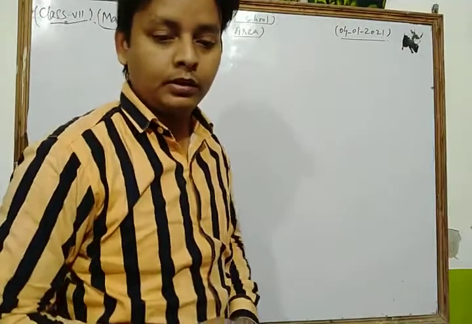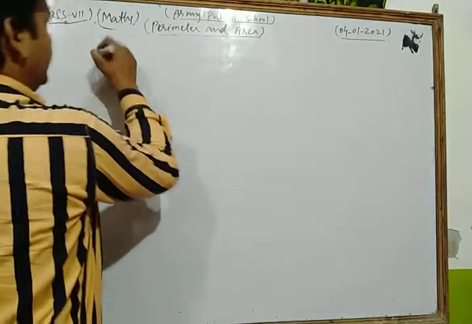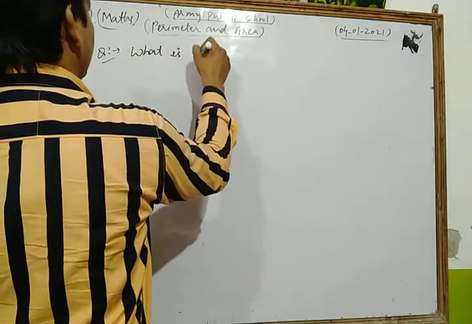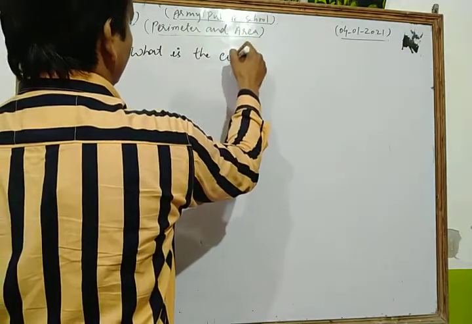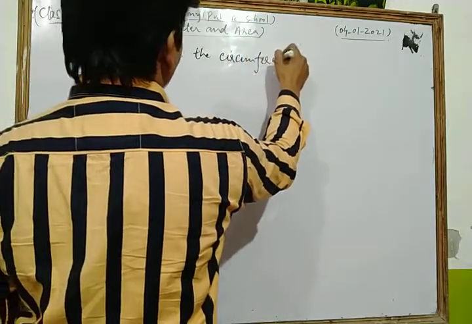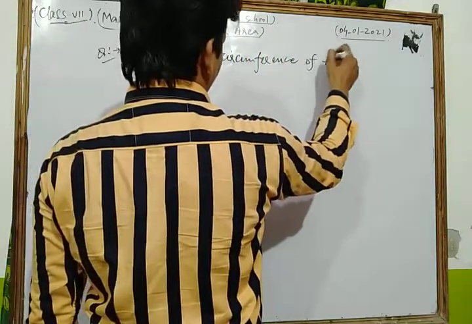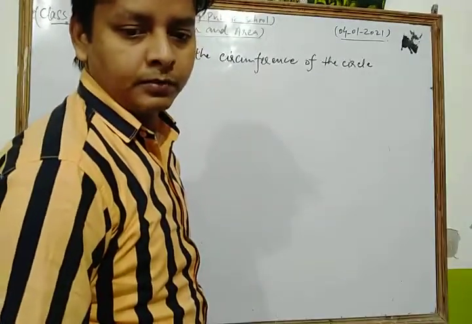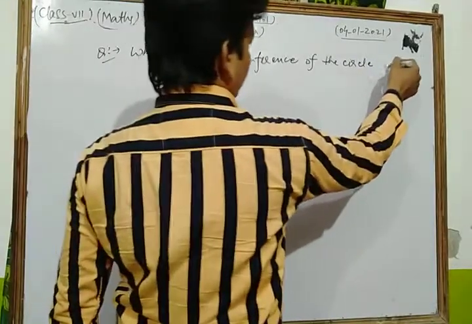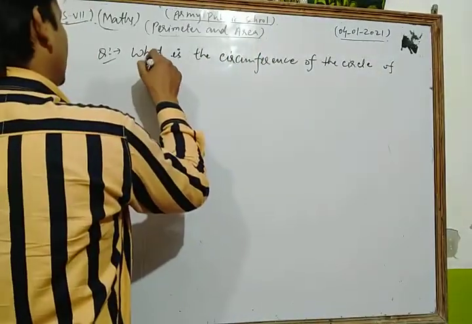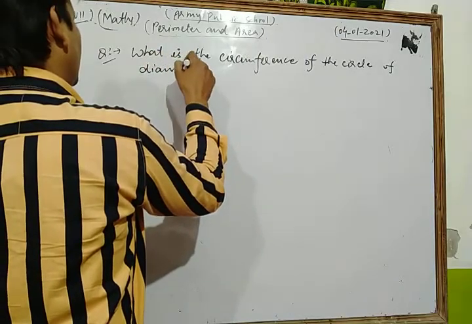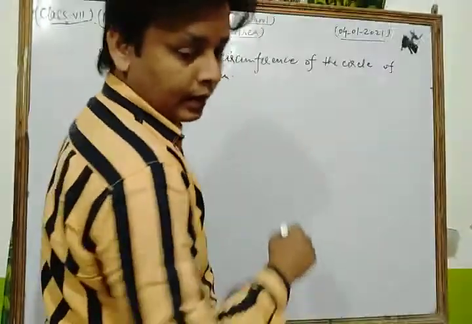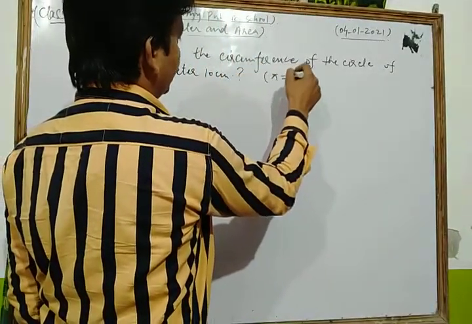Let's see some important questions. What is the circumference of the circle? We take a question: what is the circumference of a circle of diameter 10 centimeter? Okay, and we take the value of pi as 3.14.